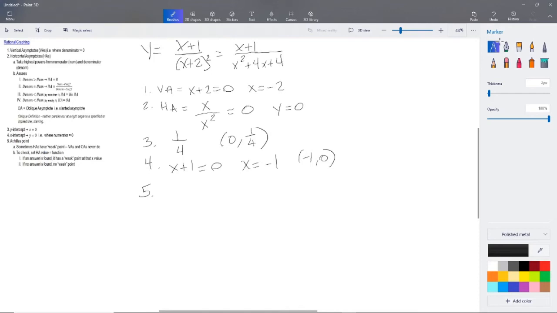So if you have a horizontal asymptote of 0 and an x-intercept, essentially step number 5 has been satisfied, and it does have a weak point here at negative 1, 0. We'll just put it in here again. And that's it. Let's go ahead and graph this thing now. This will be fun.